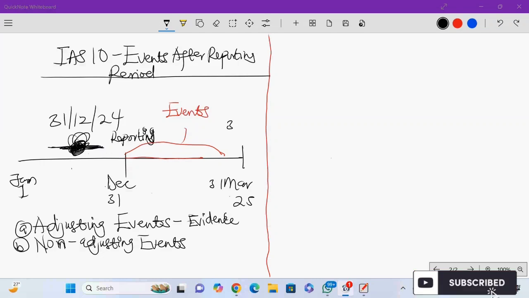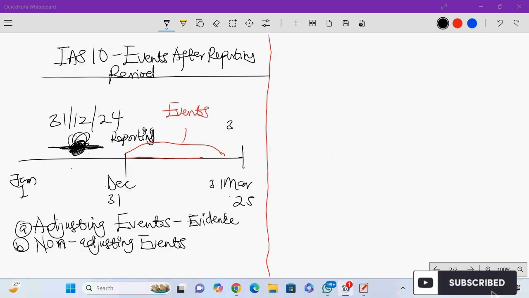Evidence, right? So this event occurred after the, what, 31st December. But during the period, during January to December, they had some conditions. There was some evidence which showed that these events are likely to happen in the future, right? They are likely to happen in the future. So that is the adjusting event. That is the word, adjusting event.